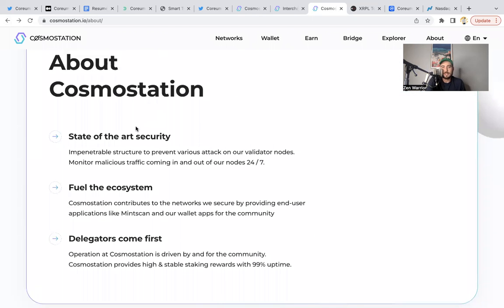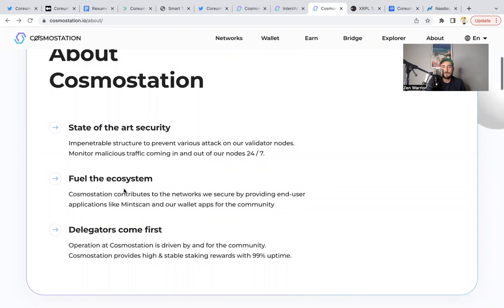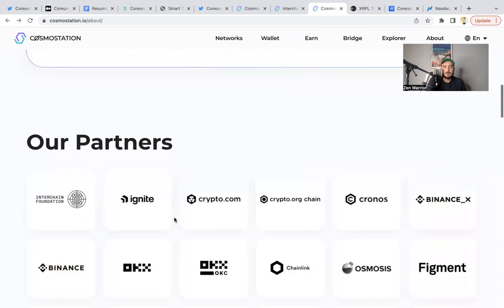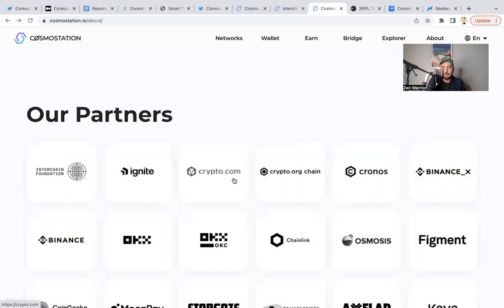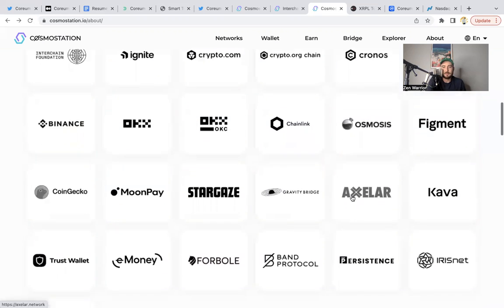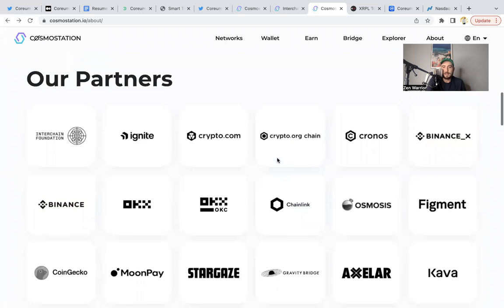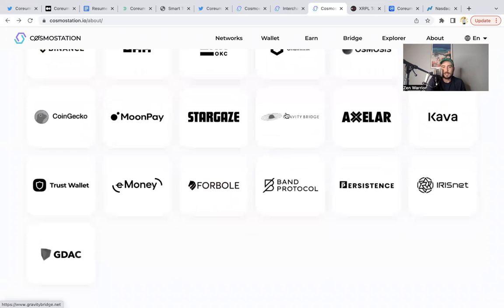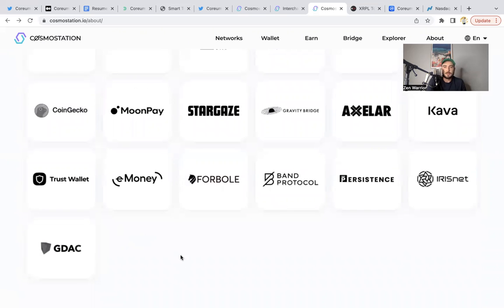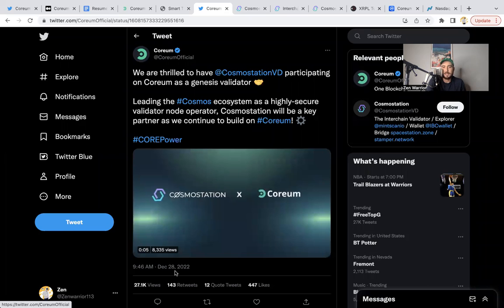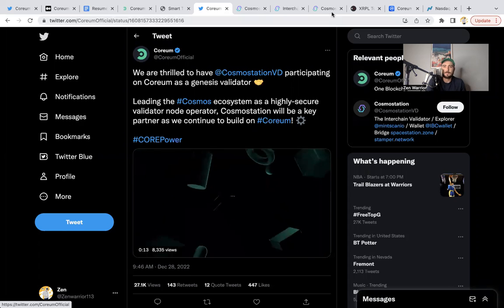About Cosmos Station: state-of-the-art security. They help fuel the ecosystem. Delegators come first. Cosmos Station is driven by and for the community. But here are their partners. You've got Interchain Foundation, Ignite, Crypto.com. You have Binance. You have Osmosis. You have Kava. You have Stargaze, Chainlink. Chainlink's pretty big. So you have a lot of big name players that are partners, and soon Gravity Bridge as well. Soon Coreum will be on this list. So this is the big partnership. If you weren't impressed from this announcement, December 28th, this brings a lot of credibility to Coreum and in coming into the whole Cosmos ecosystem. So it's a great partnership.